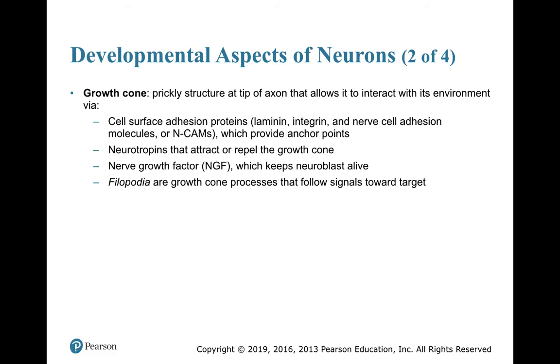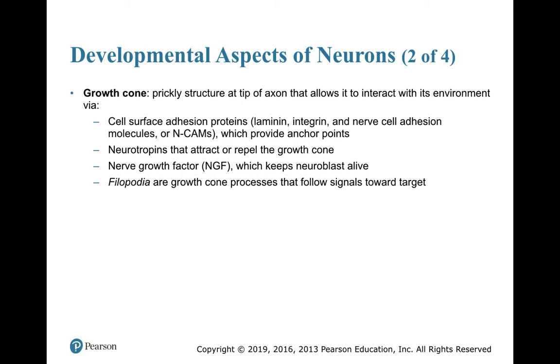The location for that to begin to occur is called the growth cone. It's a prickly looking structure at the tip of an axon that allows it to interact with its environment, and it does so with cell surface adhesion molecules like laminin, integrin, nerve cell adhesion molecules, also called NCAMs. They provide anchor points. There are neurotrophins that attract or repel the growth cone. One of the factors that works with them is nerve growth factor that helps to keep that neuroblast alive.